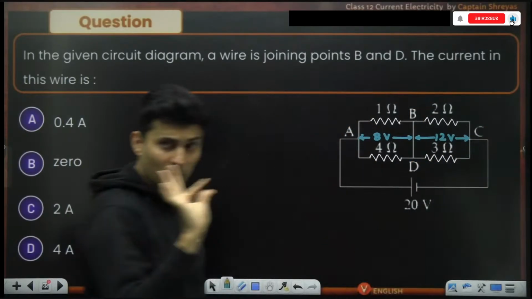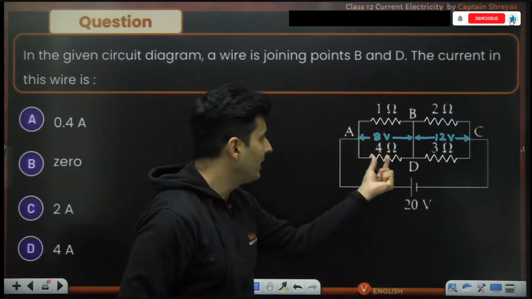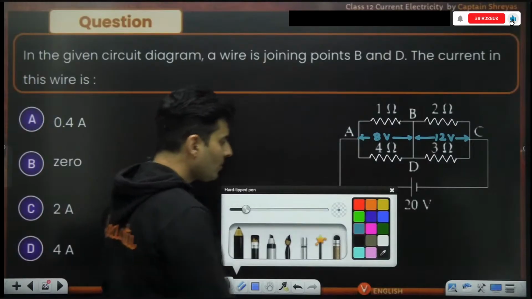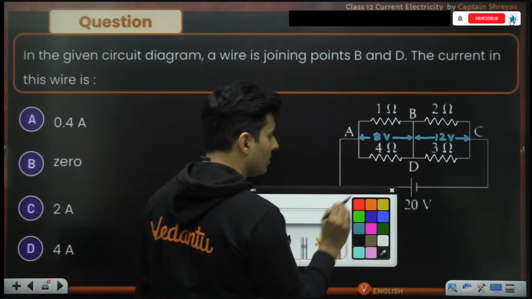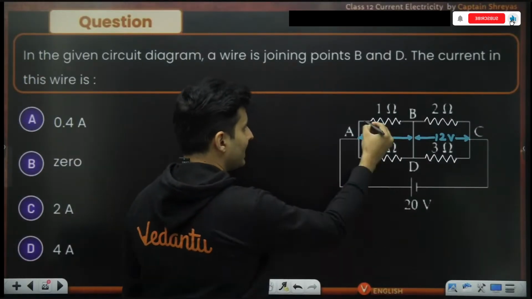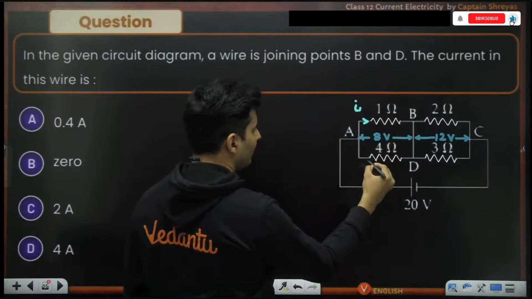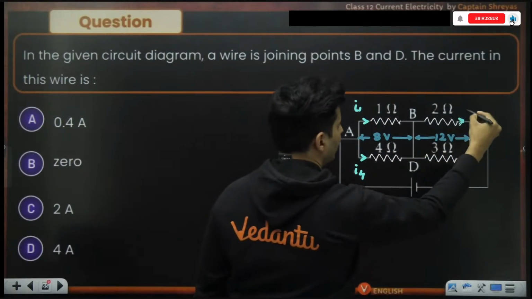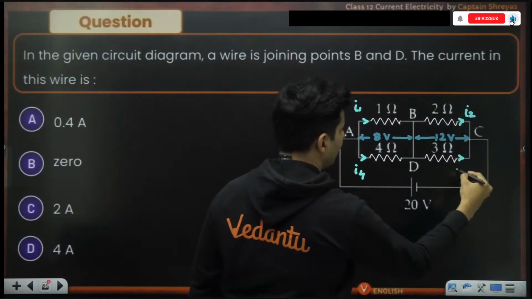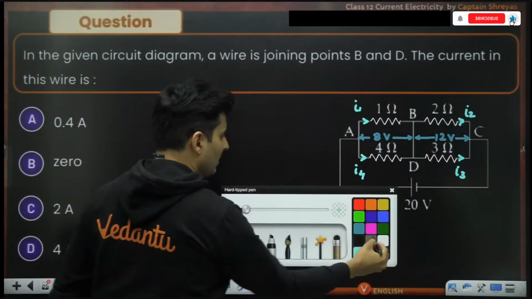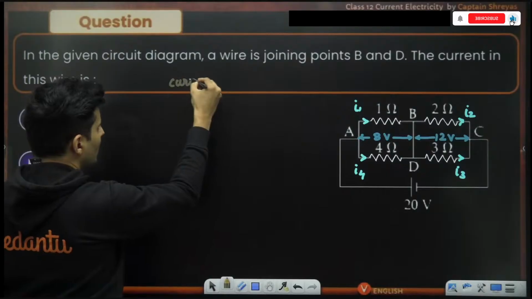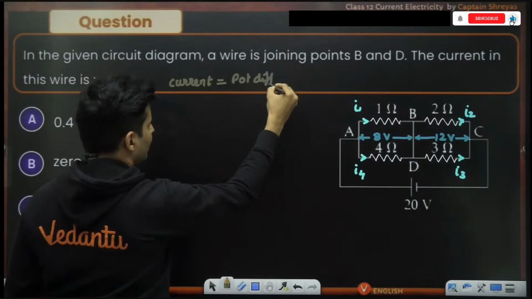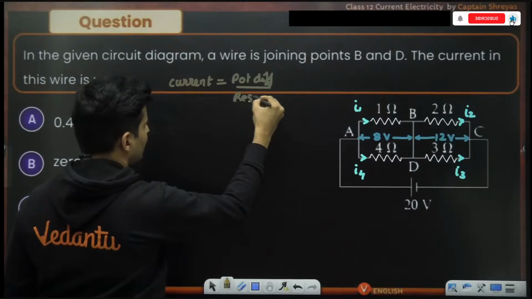This 8 is across 1 and 4. This 12 is across 2 and 3. All of them are in parallel. Observe now carefully. If I say this current is I1, this current is I4, this current is I2, and this current is I3. Since by Ohm's law, we know current is potential difference by resistance.